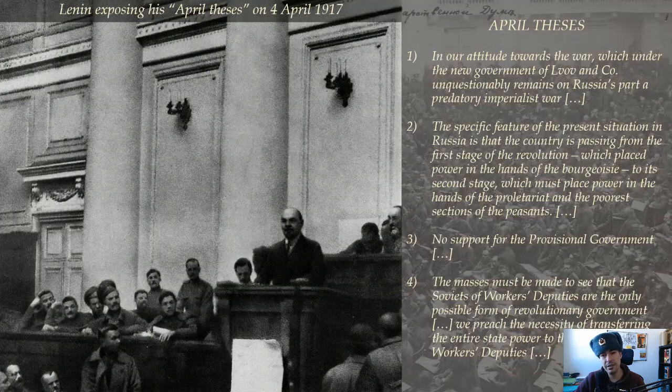Forward. These are the April Theses that were presented by Lenin in front of the Soviet of Petrograd in the Tauride Palace on the 4th of April of 1917. As you can see here, they didn't support the provisional government, and they wanted to withdraw from the war and to redistribute the land in favor of the peasants.